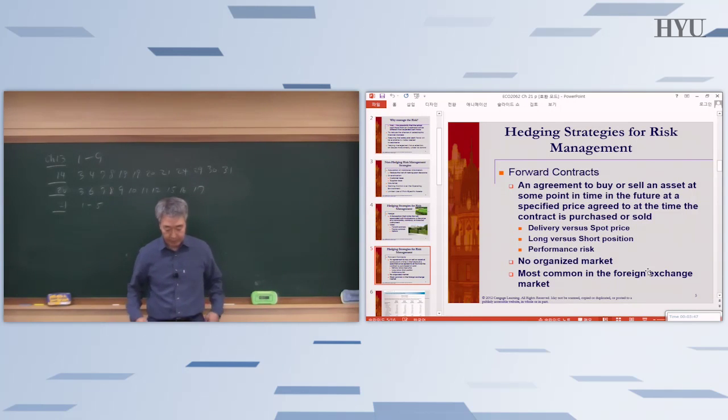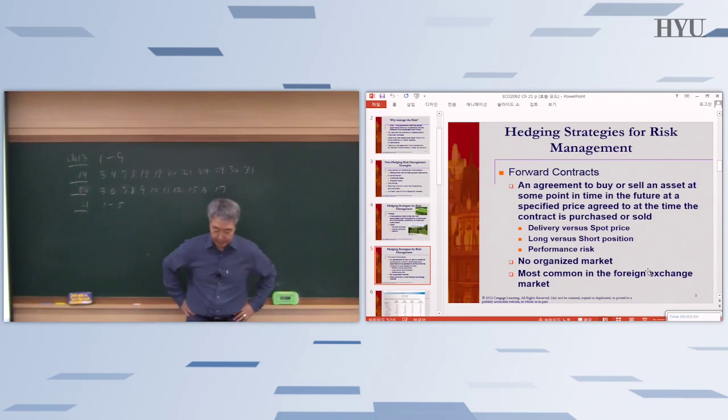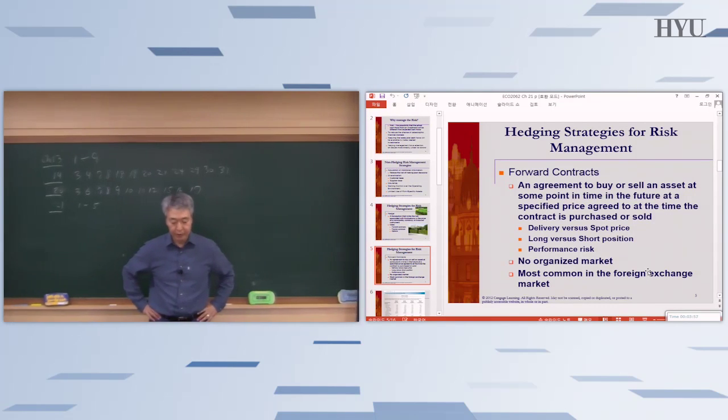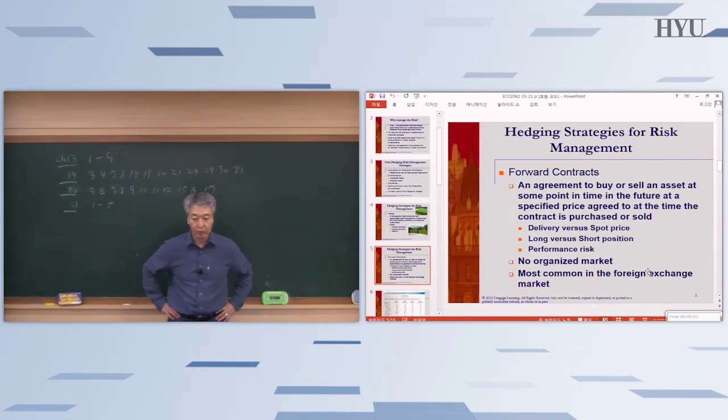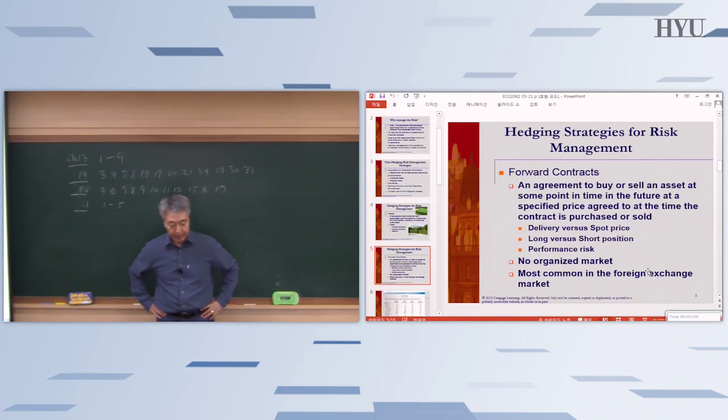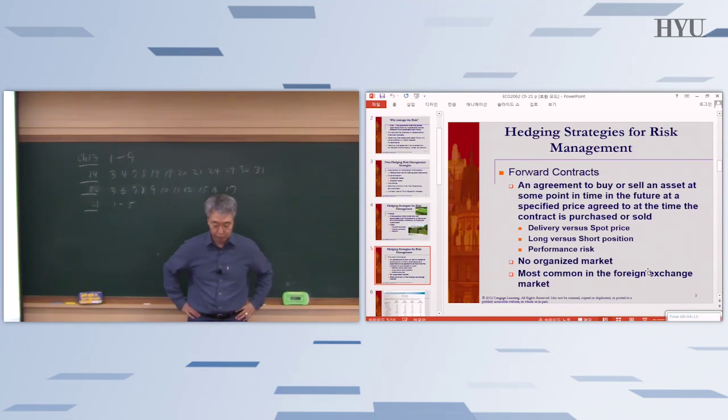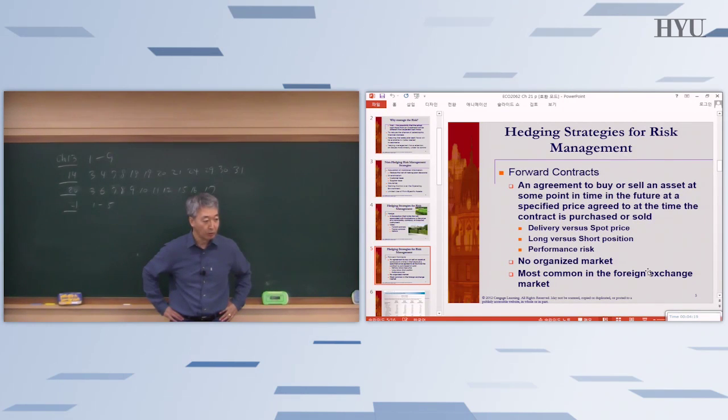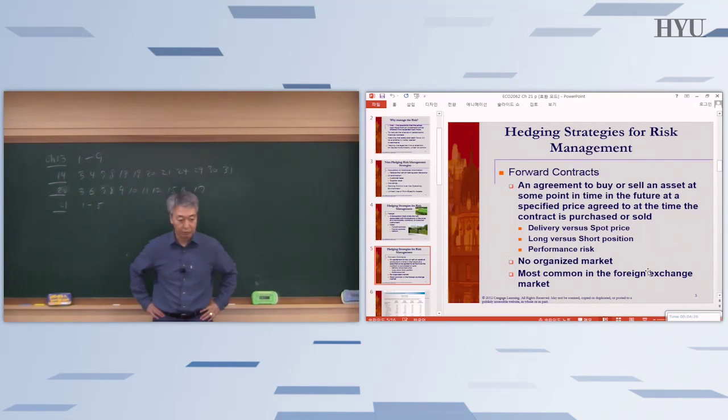Forward, I think I mentioned it before. It's an agreement to buy or sell an asset at some point in time, which means forwards have what? Maturity or expiration. There is some expiration date or maturity date in the future at a specified price agreed to. What that means is a forward has what? An exercise price or strike price. And when we discussed the option, we talked about exercise price or strike price. The same thing here. And at the time the contract is purchased or sold.